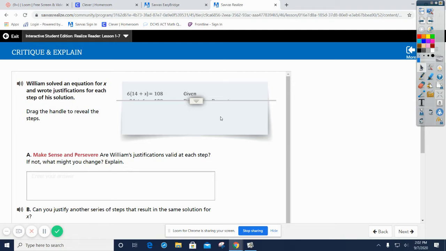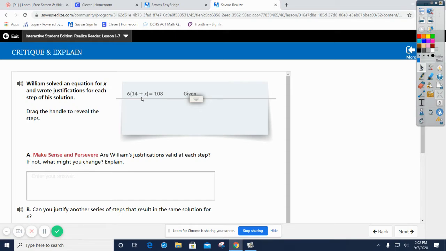And the first example here says William solved an equation for x and wrote justifications for each step of his solutions. Drag the handle to reveal the steps. So this is a pretty neat little thing they have here. You click on this and you can drag it. So the first thing that we have here is the equation: 6 times (14 plus x) equals 108. So what would you do first to solve that equation?